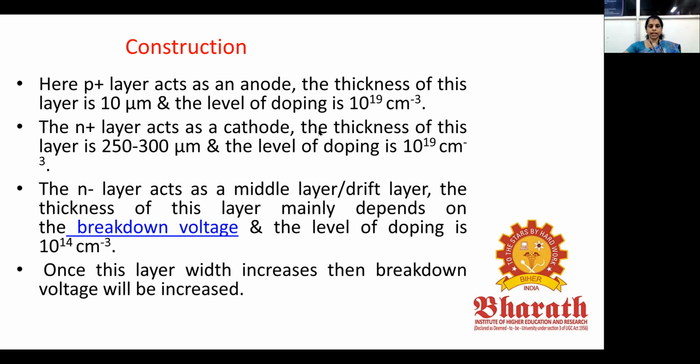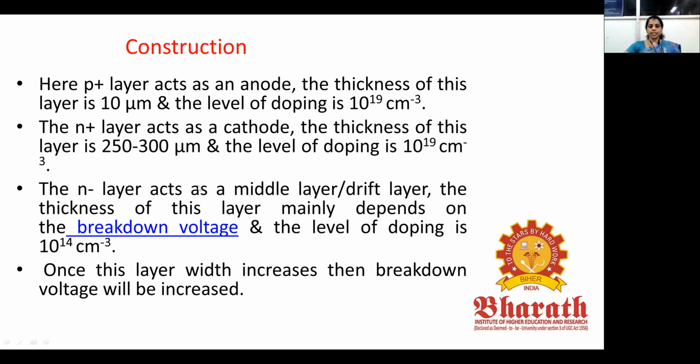And the P plus layer acts as an anode. The thickness of this layer is about 10 micrometer and the level of doping is 10^19 per centimeter cube. And this N plus layer acts as a cathode. The thickness of this layer is around 250 to 300 micrometer.